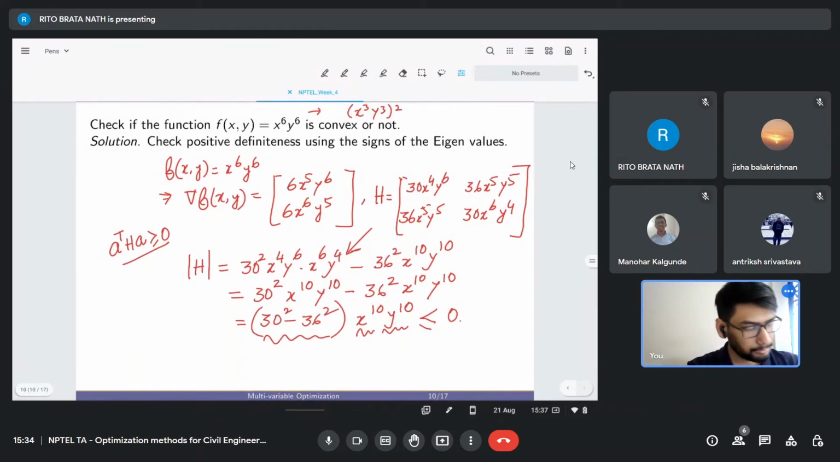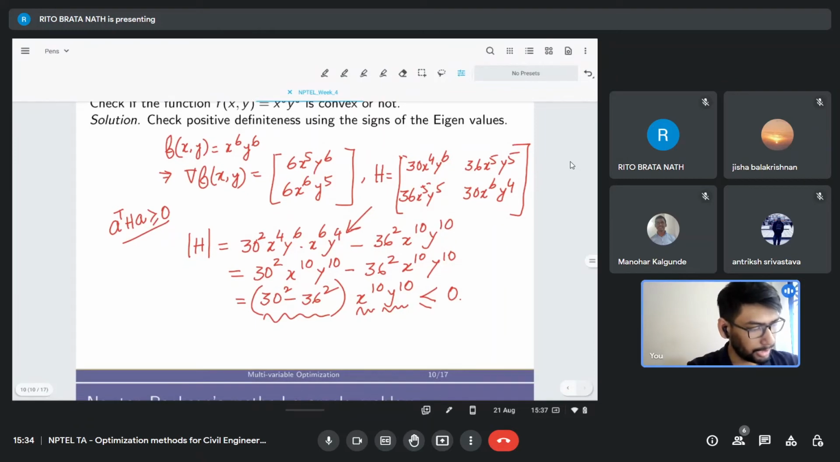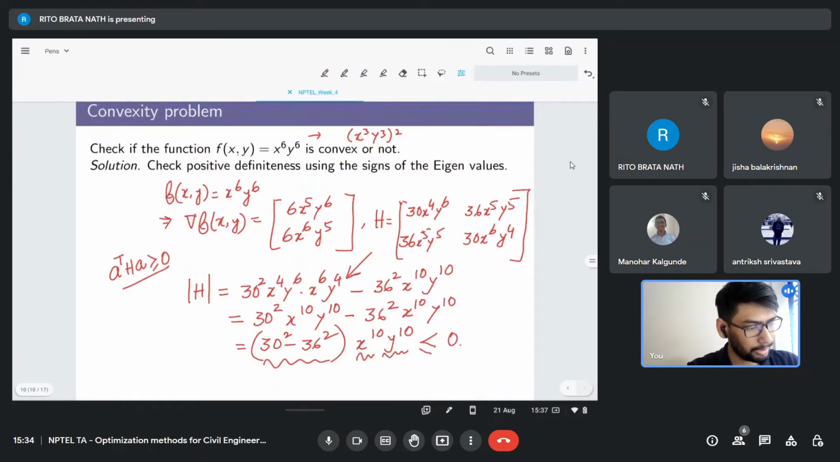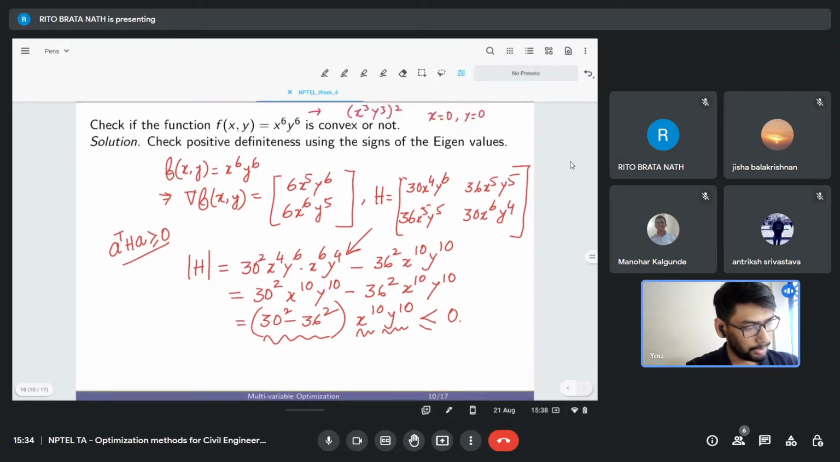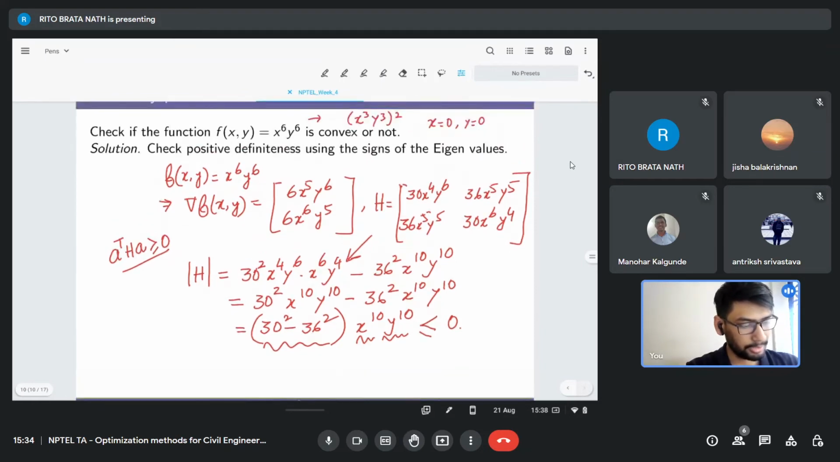But I also have a small doubt about this x cube and y cube. Only when x and y are 0, that will be a minima point. But it's not certain that you can say whether this function is convex or not using this method, because as we have noticed, this determinant can indeed turn out to be negative for some values of x and y.